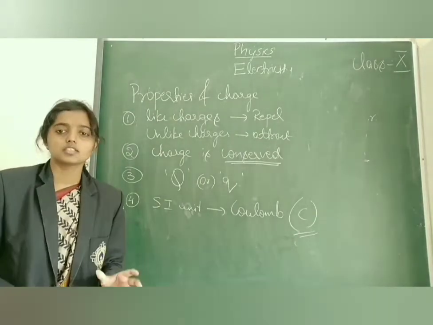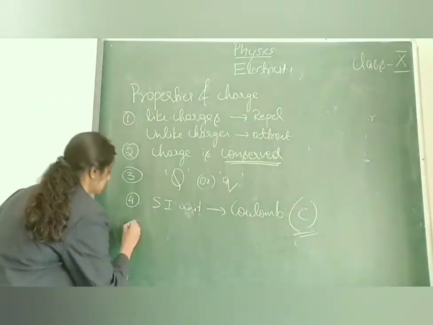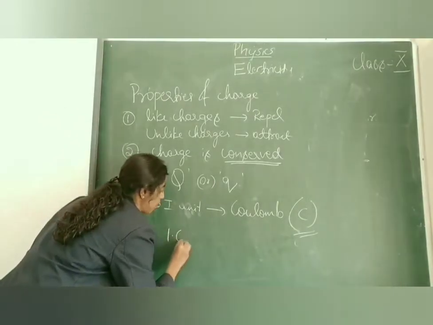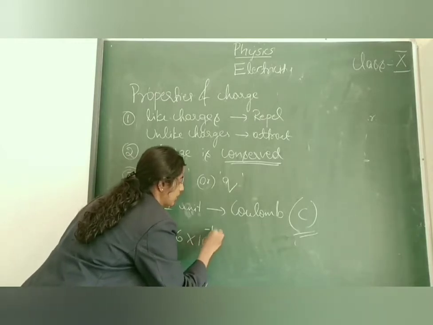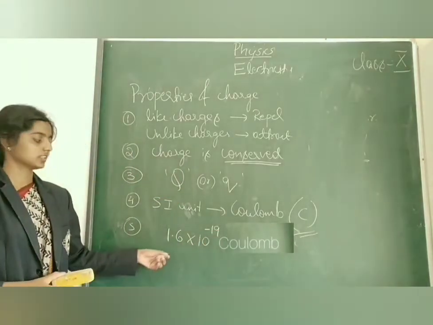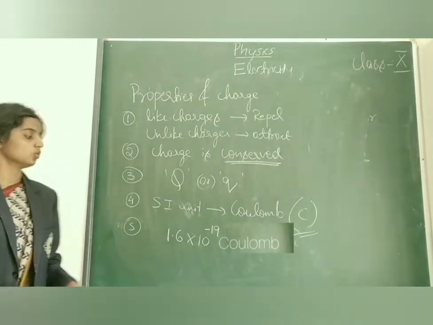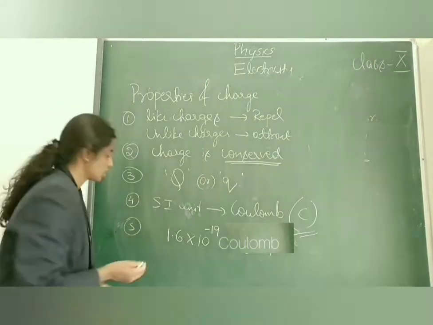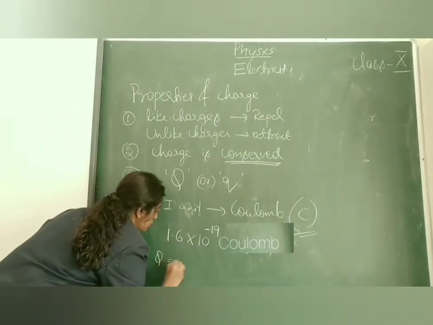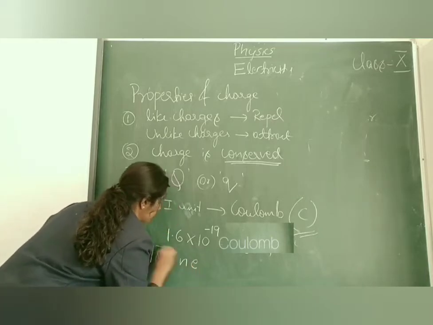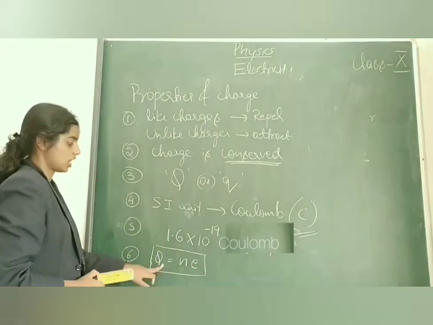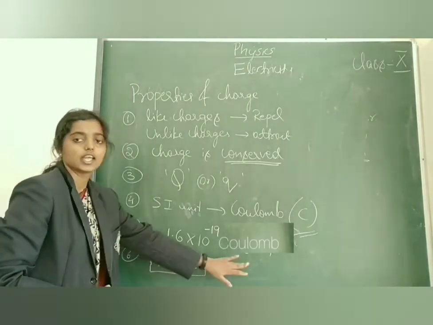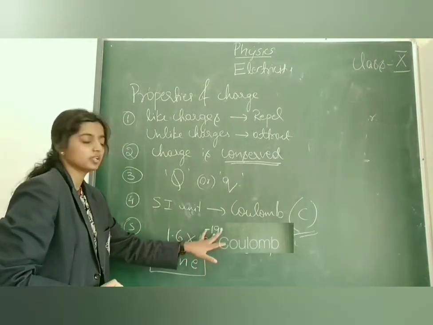And the smallest value of any charge is given as 1.6 into 10 to the power minus 19. Remember this number, 1.6 into 10 to the power minus 19. And there is one mathematical formula for charge, that is Q equals N into E. We know Q is charge, N is the number of charges, and E is the charge on the electron, that is 1.6 into 10 to the power minus 19.